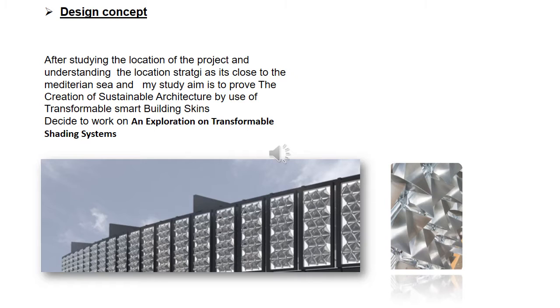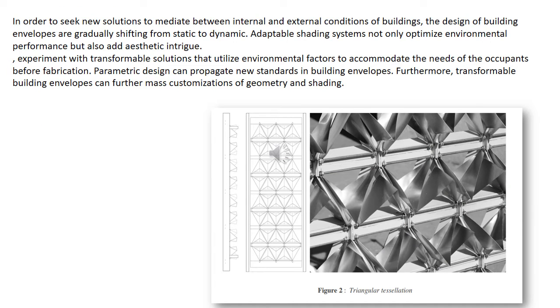Here we have some pictures of the shadings which I chose to cover this hotel, and this is the picture that we can see. In order to seek a new solution to mediate between the internal and external conditions of the building, the design of the building envelope is gradually shifting from static to dynamic. An adaptable shading system not only optimizes environmental performance but also adds aesthetics. As we see in the pictures, the perspective, the sections, and the plan of the shading system that we chose, triangle tessellation and parametric design can provide new standards in the building envelope.